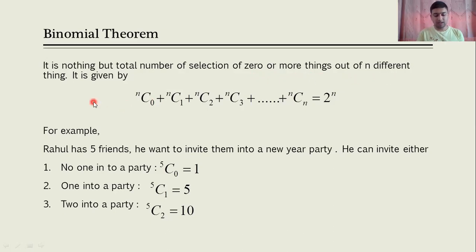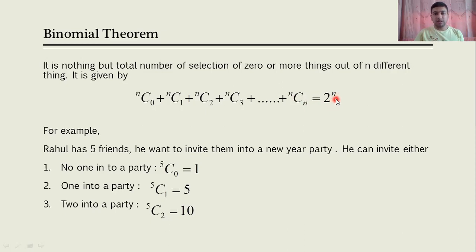That means if, let's say, there are 8 chocolates, then selection of 0 chocolates plus selection of 1 chocolate, selection of 2 chocolates plus selection of 3, likewise up to selection of all 8 chocolates. So selection of 0 or more things out of n different things. And how can we calculate that? nC0 plus nC1 plus nC2 plus nC3 plus dot dot dot plus nCn is equal to 2 to the power n.